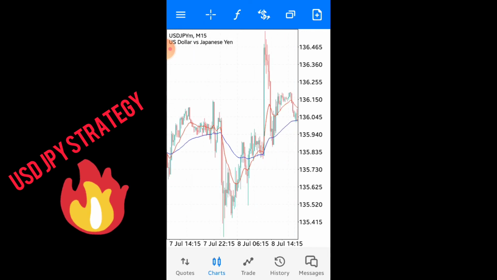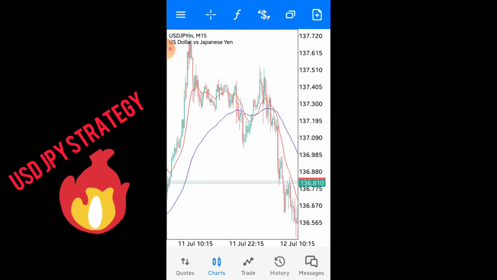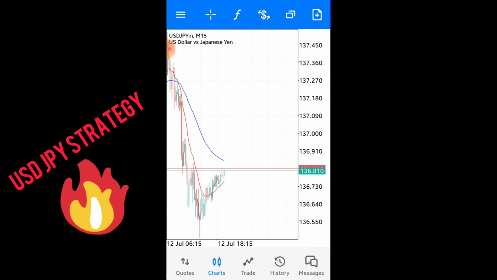Once the market reaches there, you close a little amount of the trade and move your stop loss to your entry barrier, like that. You keep riding the market. You keep accumulating your profit. So this is the strategy, and it works really well.